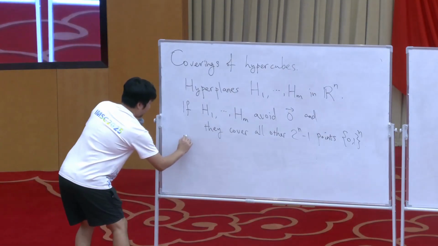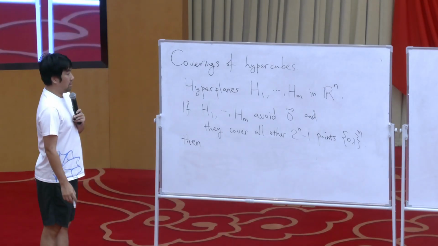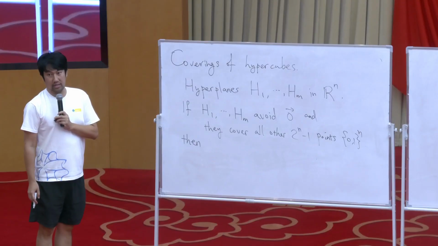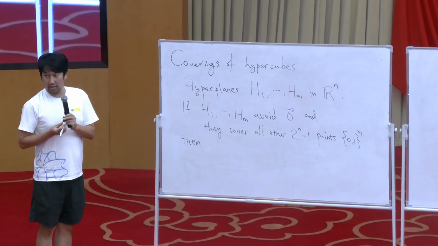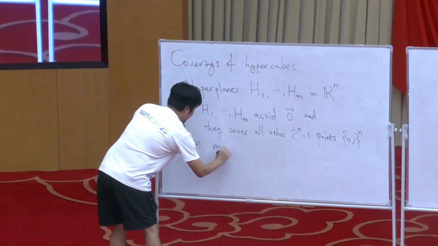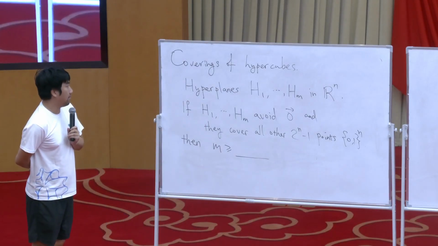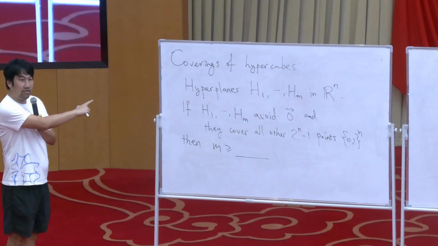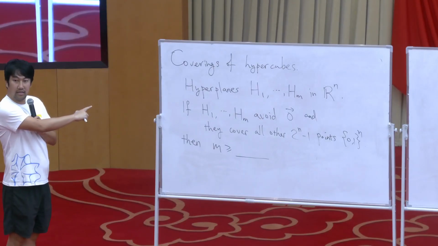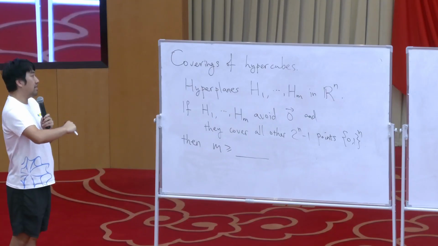What I want to say is that there is a lower bound on the number of hyperplanes. What is that? What is the lower bound? m is at least what? What's the minimum number of hyperplanes? By the way, do people understand what I mean by hyperplanes? I mean a linear equation.